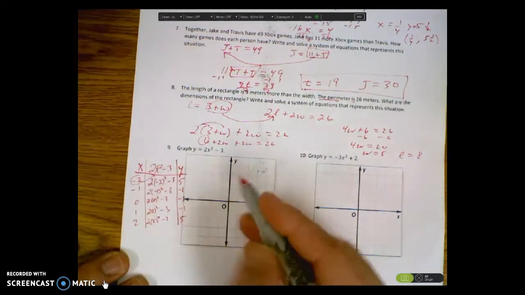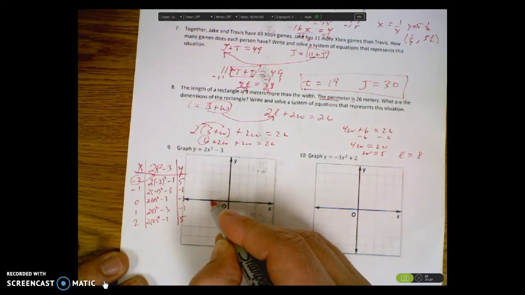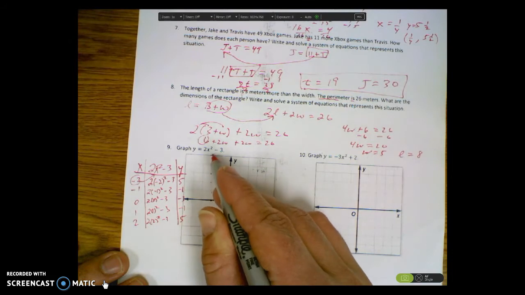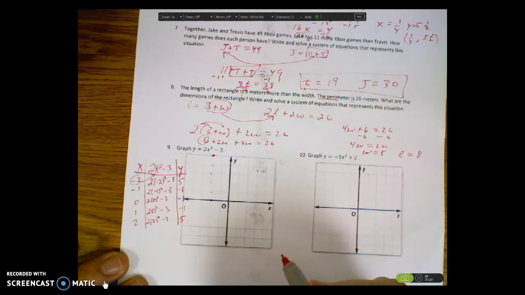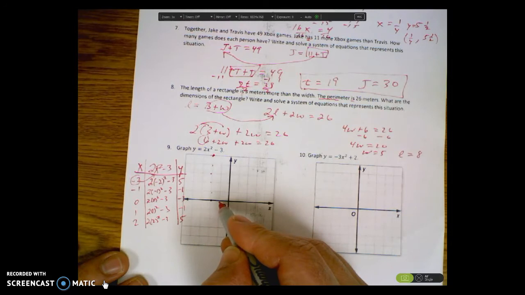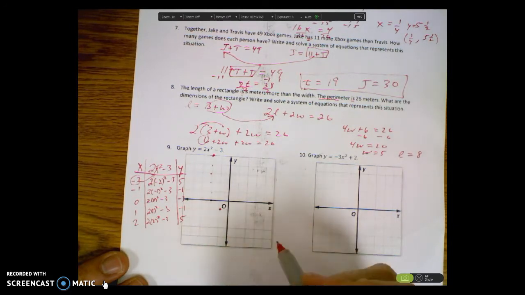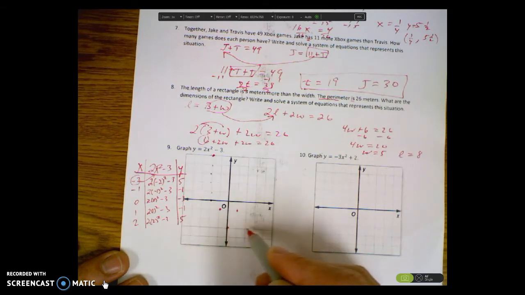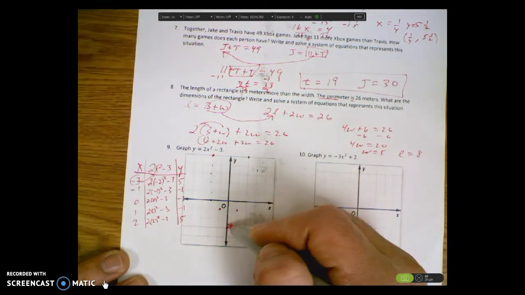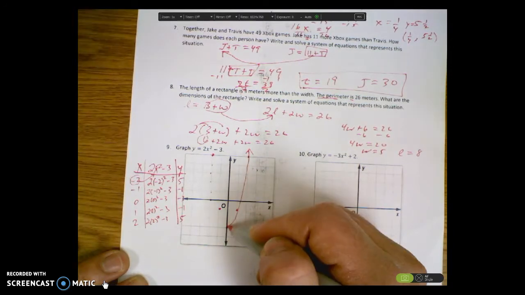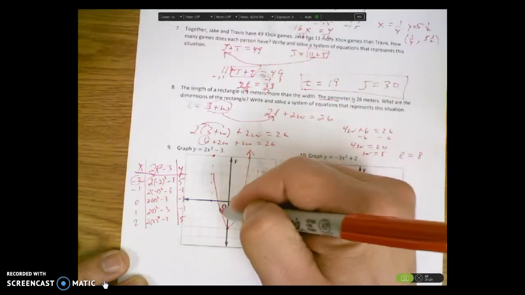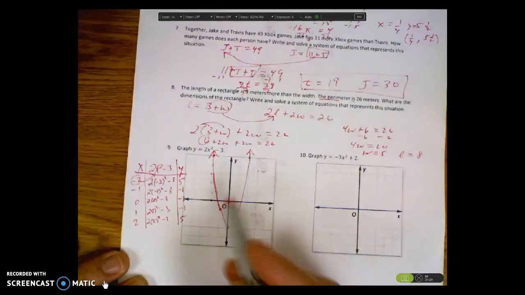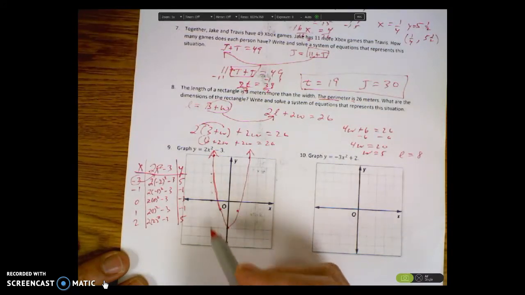So I'm going to plot those points. I'm going to plot -2 and 5. 1, 2, 3, 4, 5. I'm going to plot -1 and -1, which is here. 0, -3. And then we're back to here again. And then we connect our dots. There we go. These dots I just pressed a little hard. They should not be there.